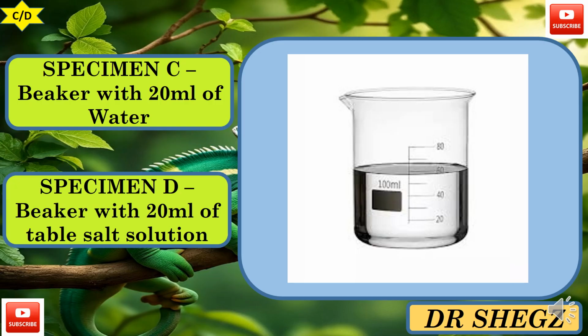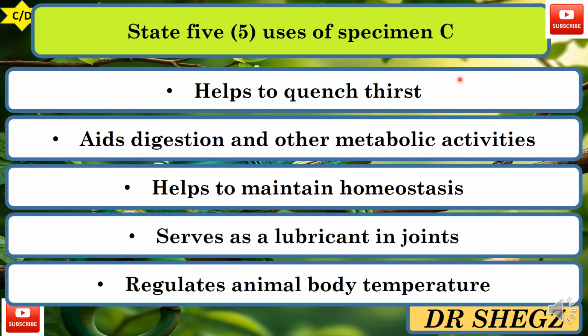Then of course specimen C is a beaker with 20 ml of water, specimen D a beaker with 20 ml of table salt solution. So you have two specimens that we're going to talk about side by side because of the nature of the experiment. So what are the uses of specimen C? Helps to quench thirst, aids digestion, helps to maintain homeostasis, that's the constant internal environment, serves as a lubricant in joints, regulates animal body temperature. So these are a few of the uses of water.